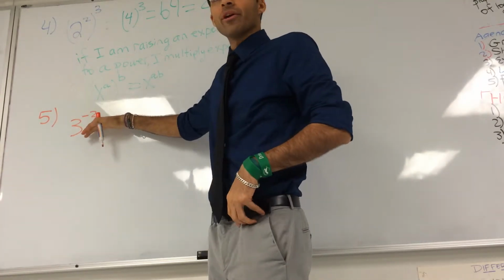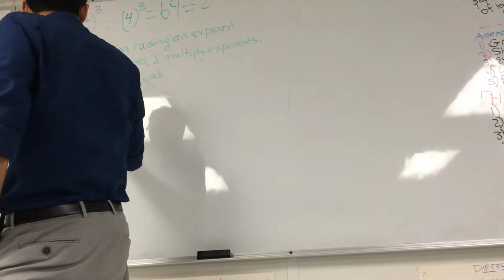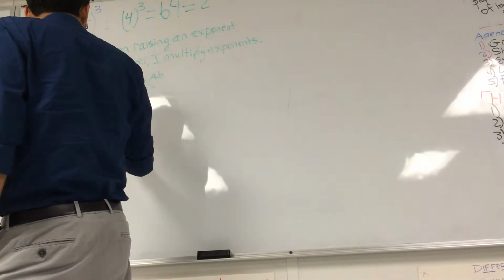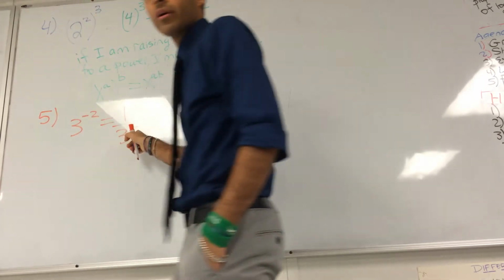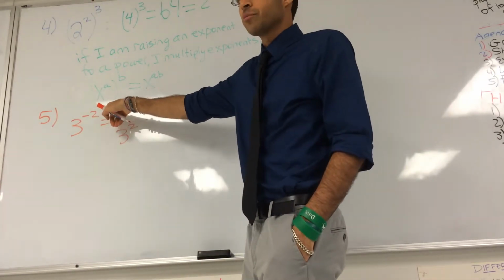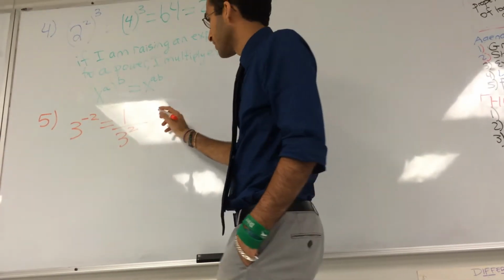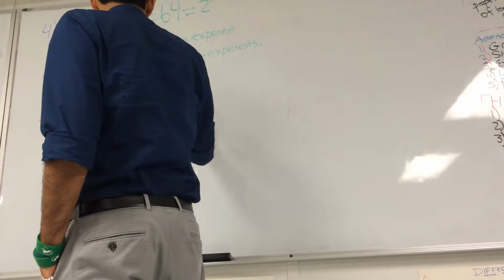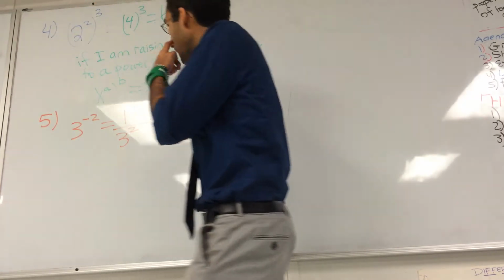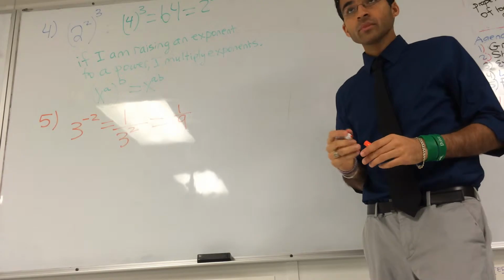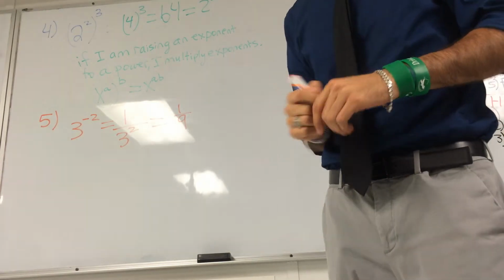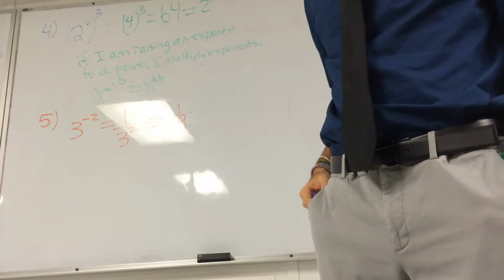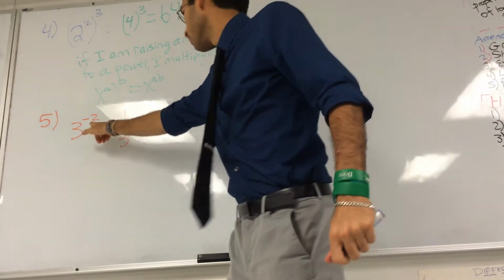So this is in the numerator. So this is going to be flipped. So I have 1 over 3 to the positive power. Switch this, bring the negative downstairs, make it positive. That'll be 1/9. Joshua. Yes, with the positive exponent.